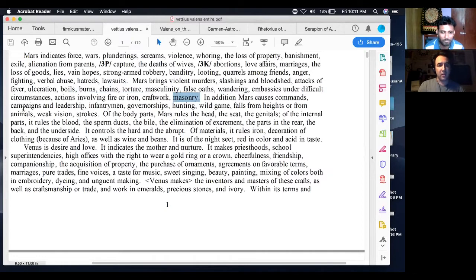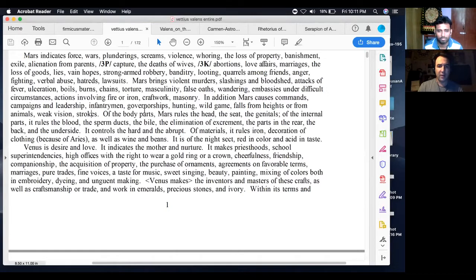Mars commands campaigns and leadership, infantrymen, and hunting and wild game. Later on, hunting is associated with the Sun because it became a sport of kings and emperors. But yes, killing and shooting anything is very Martian. Falls from heights, like Saturn, so both malefics are associated with that. Or attacks from animals. We find that in other places too. Weakened vision and strokes. Yes, very much strokes. That makes sense. It's a very sudden affliction usually.